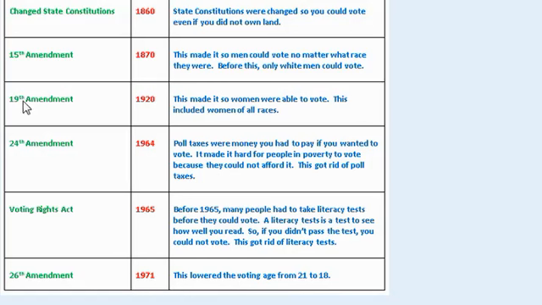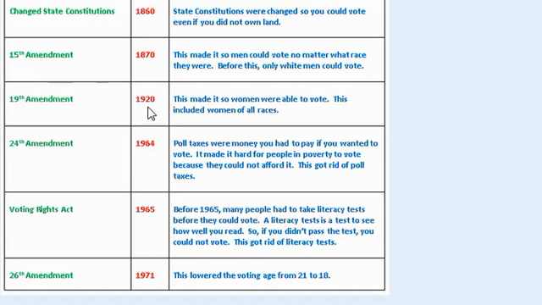I'll show you another example. The 19th Amendment was passed in 1920, and it made it so women were able to vote. This included women of all races, so no matter what your skin color, if you were a woman, you could vote. So what does this mean? This means that before 1920, women could not vote. It took until 1920 for women to be able to have the right to vote. So any year before 1920, 1919, 1918, 1917, 1916, so on. Any year before 1920, women were not able to vote.